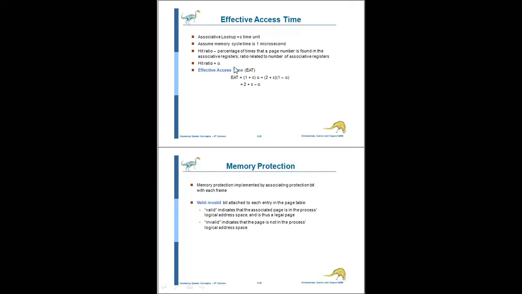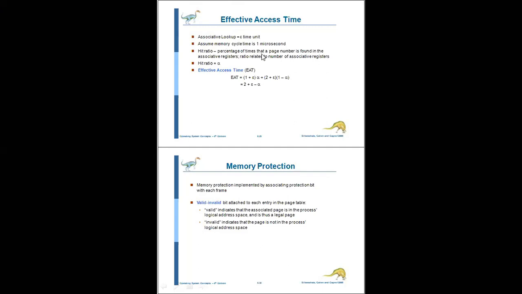In this way we have to calculate the effective access time. Effective access time is equal to (1 + sigma) alpha + (2 + sigma)(1 - alpha). So what is alpha here? Alpha is nothing but the hit ratio. Already I told you.